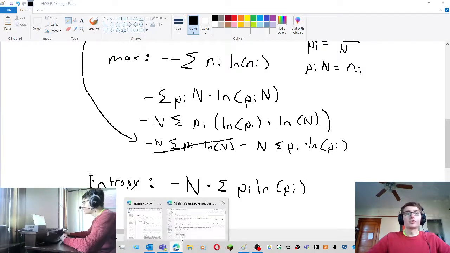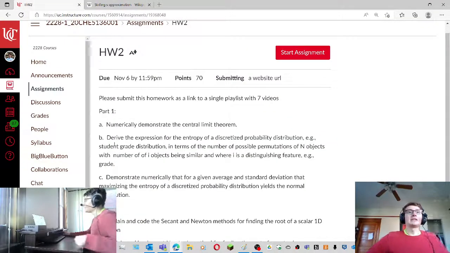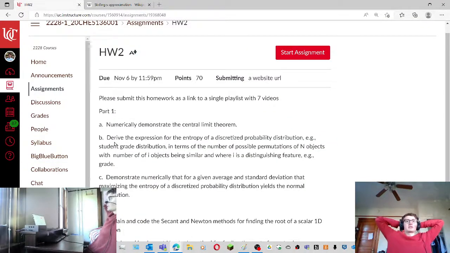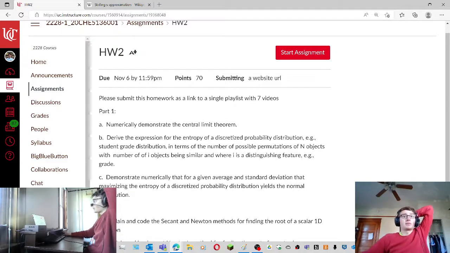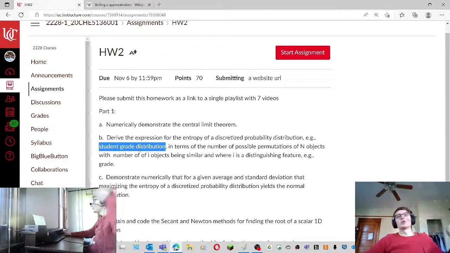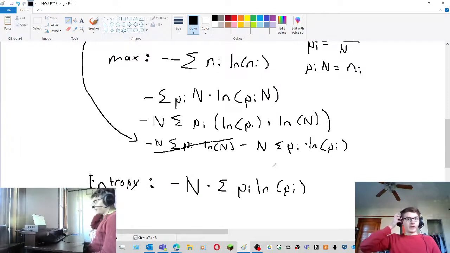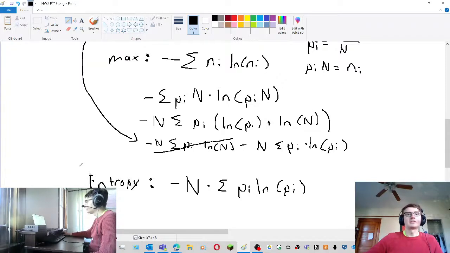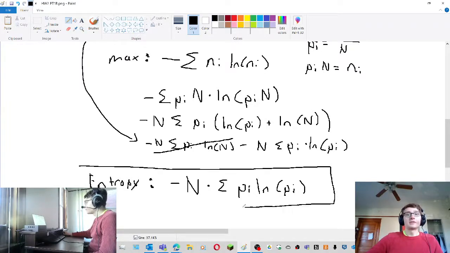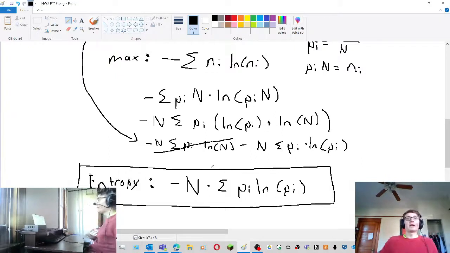So going back to the prompt, I needed to derive the expression for the entropy of a discretized probability distribution. I used the example of a student grade distribution in terms of the total number of possible permutations of n objects. And that's what I did. So pretty sweet, pretty fun. This is my final function down here that I can type in. I can put this as a function into Python, and then I can use maybe the sum square error or some other method to minimize it.